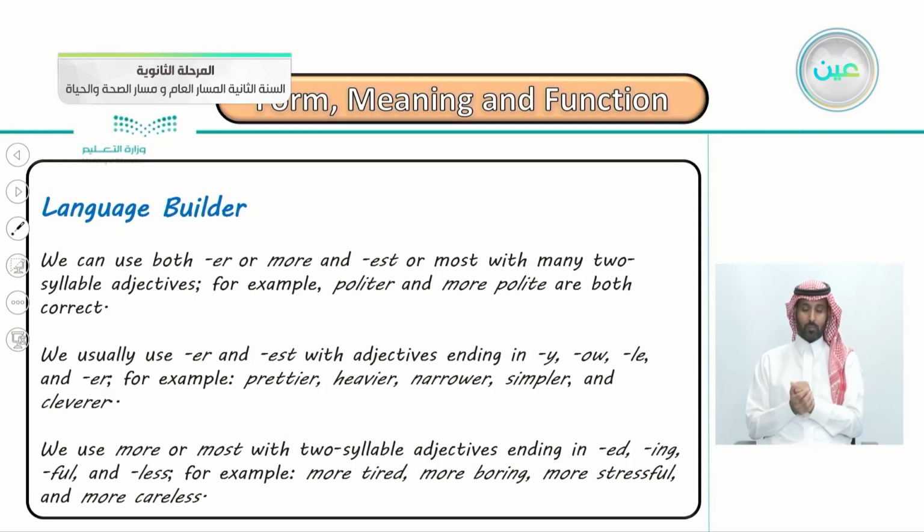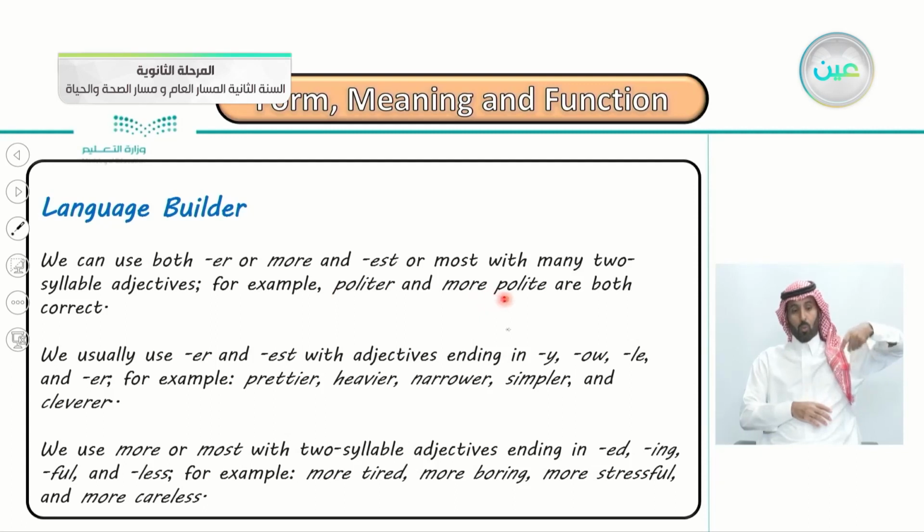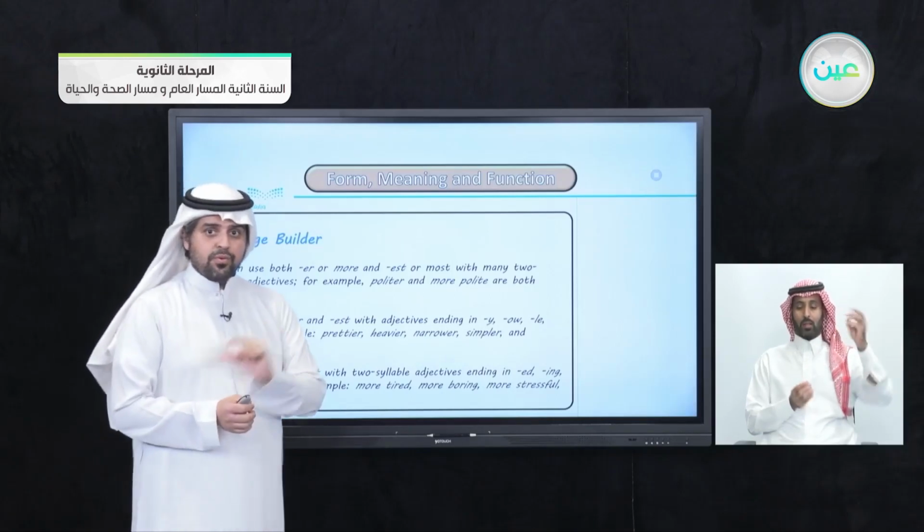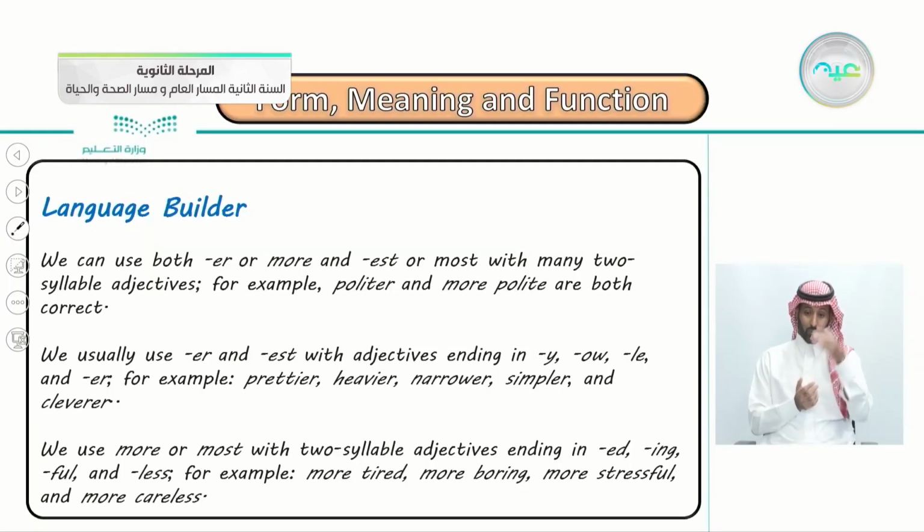For example, the adjective here, polite, you can say politer or you can say more polite. They both are correct. Polite is a two-syllable adjective. So you can either write politer or more polite. We usually use er and est with adjectives ending in y, ow, le, and er.